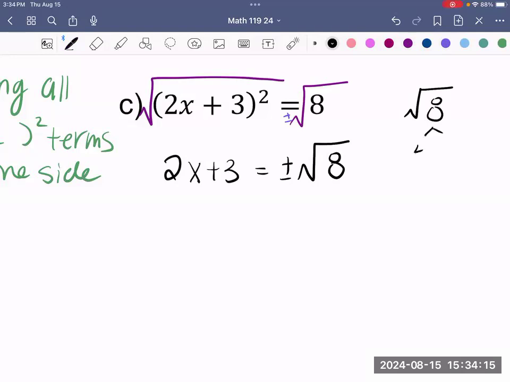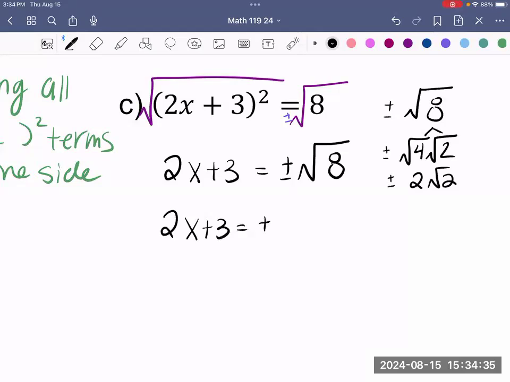Well, the square root of 8 is really 4 times 2, and they're both under a square root, which we know the square root of 4 is 2, so 2 root 2. Now we have that plus or minus sign to account for. So this plus or minus sign is going to go in front of our 2 on the outside. So we really have 2x plus 3 is equal to plus or minus 2 root 2.